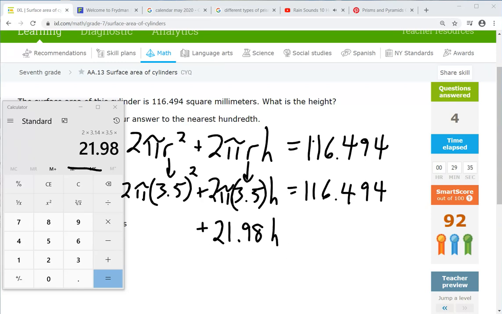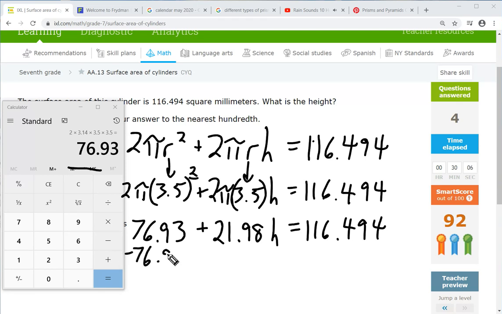But then, since I have this exponent over here for this one, I should multiply this by 3.5 again. And that's going to give me this one. So that would be 76.93. Equals 116.494. We're going to subtract 76.93 from both sides.